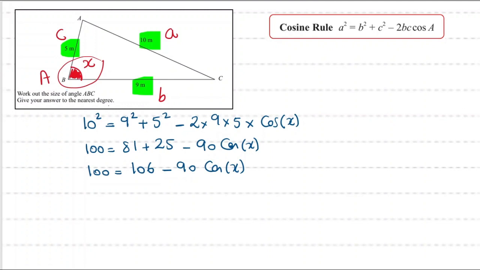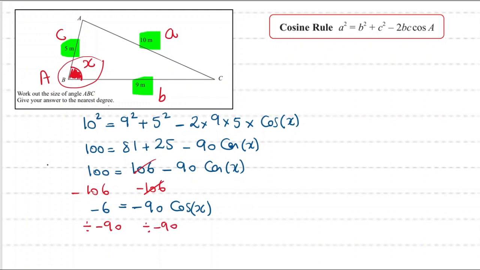And to solve the equation, we need to first of all subtract 106 from both sides. So on the left hand side we have 100, take away 106, which gives us minus 6, and on the right hand side these two cancel out, and we are left with minus 90 cos of angle x. And since we have minus 90 times cos of x, the next step is to divide both sides by minus 90.